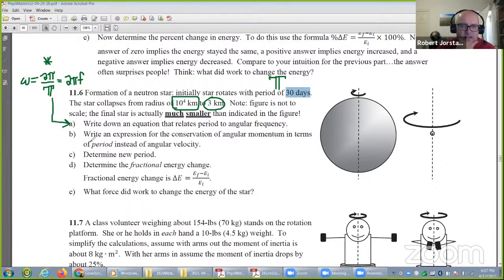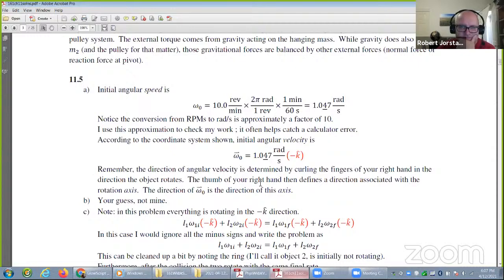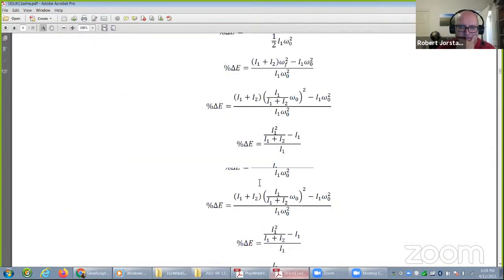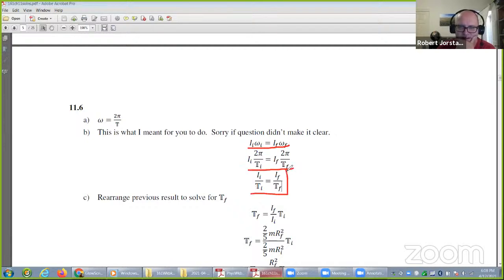All right. So next, write an expression for angular momentum using period instead of angular velocity. Well, that's not too bad. I'm just going to go to the solutions because I think you could follow this pretty straightforward. This is problem 11.6. Take a look at that equation and see if you follow that. I just replace the omegas with 2 pi over the periods. The 2 pi's drop, and I get this final result. Piece of cake.